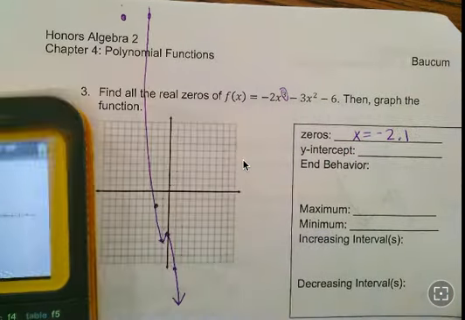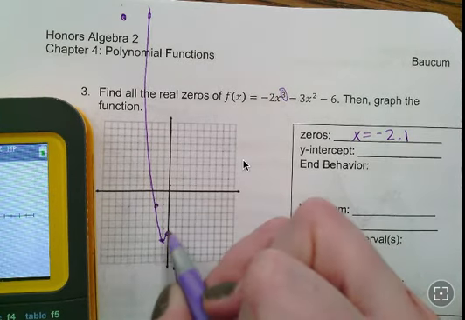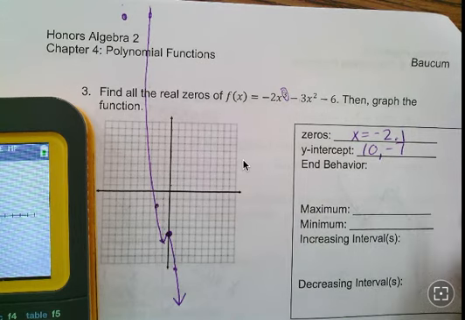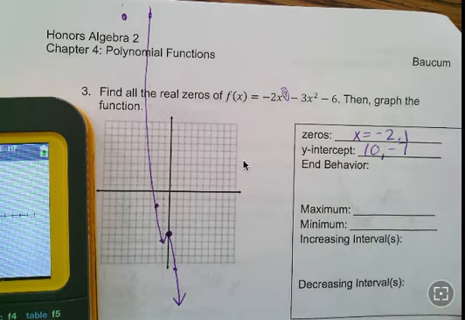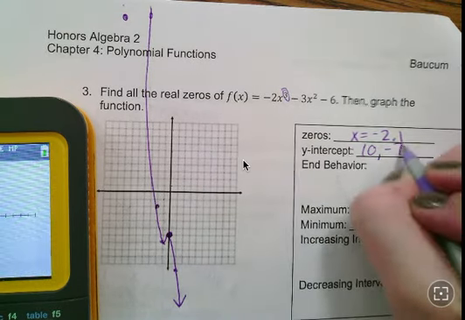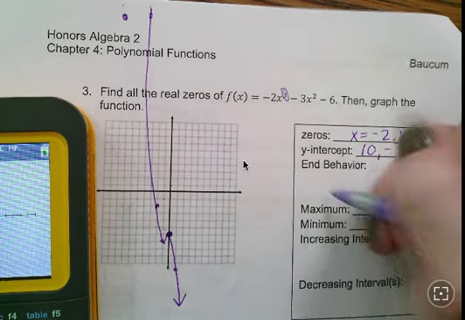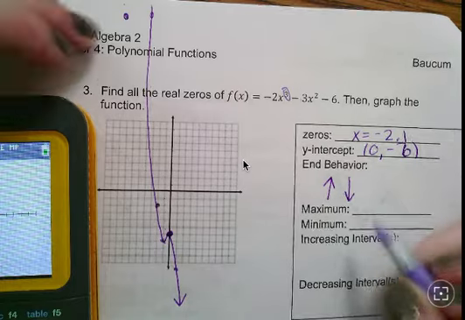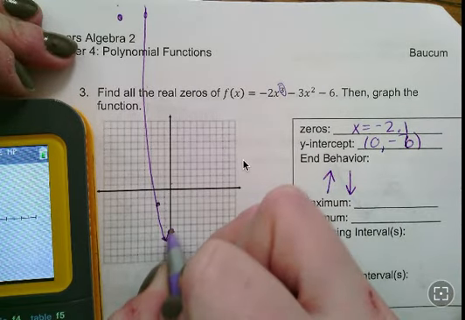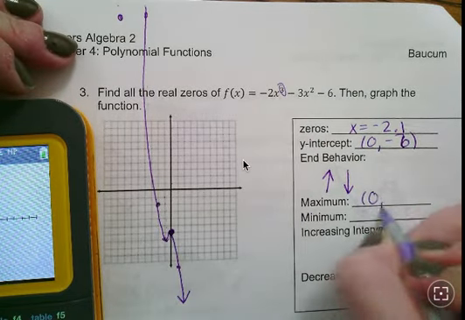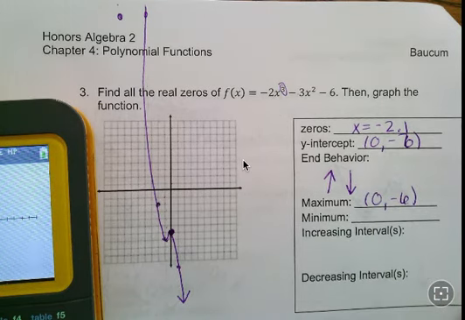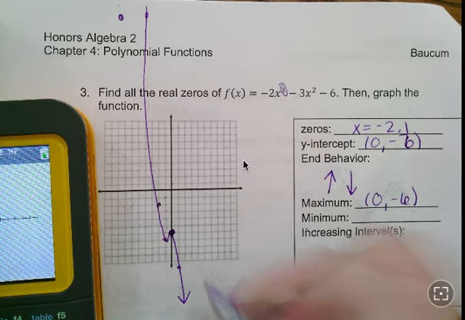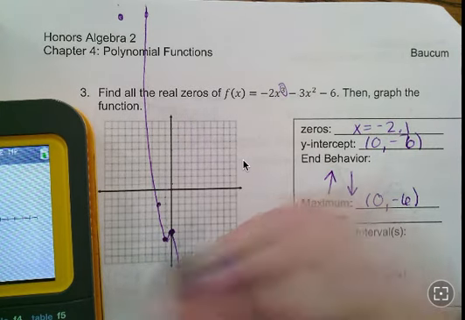Then we've got the y-intercept, and the y-intercept is right here. We actually plotted that. That was at 0, negative 6, sorry, negative 6. The end behavior, that goes up and then down. Okay. We've got a maximum here. The maximum that we got there is that same y-intercept, which is 0, negative 6. And then we also have a minimum value. Minimum value is right here, okay?